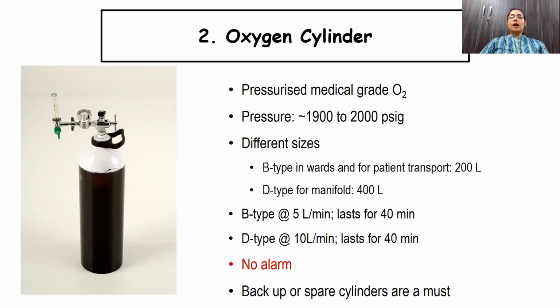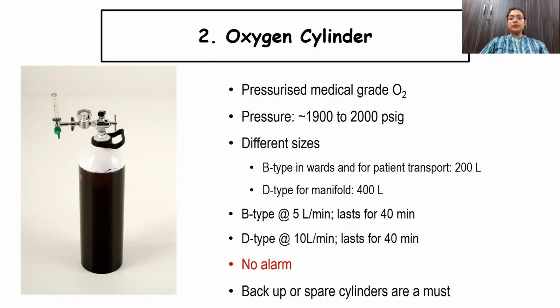The cylinders are available in various sizes, where you have the B-type cylinders, which are available in most of the wards and are used for patient transport. The volume of this cylinder is around 200 liters. And then you have D-type cylinders, which are fitted in the oxygen manifold or are also available at critical care areas like ICU. Here the volume of oxygen is 400 liters.